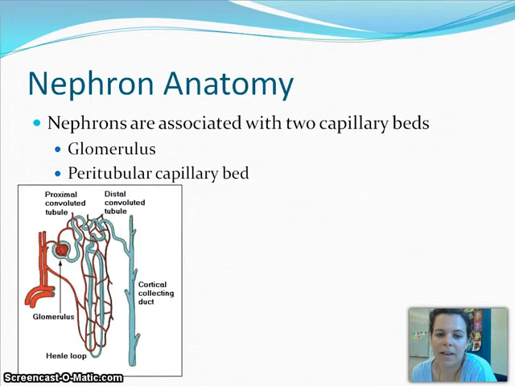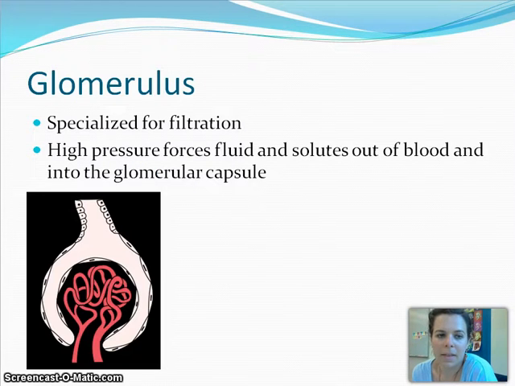If we go further into the nephron, it's associated with two different kinds of capillaries. The first one is the glomerulus, which we already talked about, and then you also have the peritubular capillary, which is found here near the loop of Henle. The glomerulus is specialized for filtration, and so what happens is high pressure in the glomerulus forces the fluid and the solutes out of the blood. So here's the glomerulus, and here's the glomerular capsule, otherwise known as the Bowman's capsule. And so fluid and solutes go from the blood into that capsule.